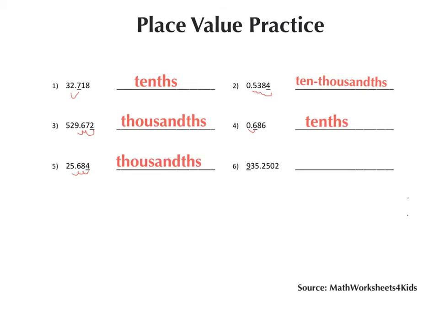And on the last one, we are 1, 2 away from the ones place, but on the left this time, so we would be in the hundreds place. Notice there is no TH at the end of hundreds because it's not a fractional part. It's a whole 100, actually 900 in this case.